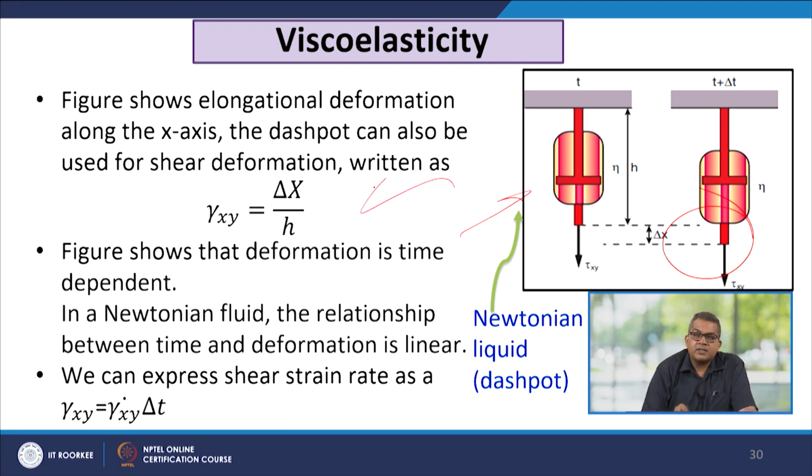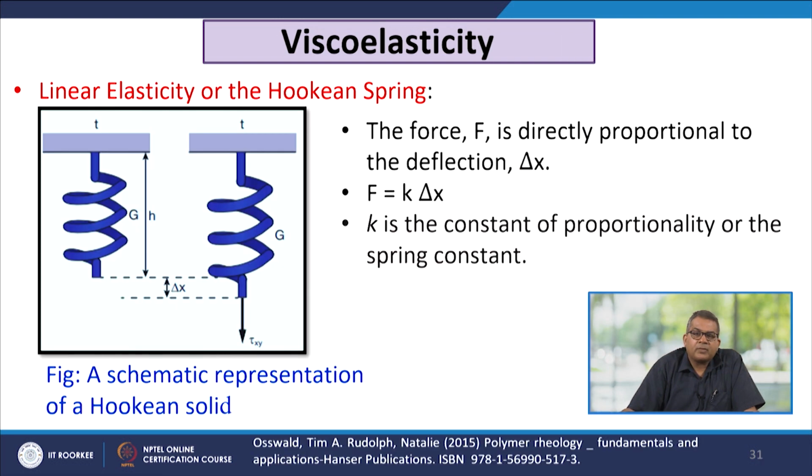This can be written as xi is equal to delta x over h. This figure shows the deformation is time dependent. In a Newtonian fluid, the relationship between the time and deformation is linear. So we can express the shear strain as gamma xy is equal to gamma dot xy times delta t.